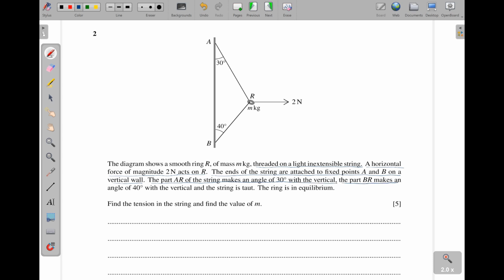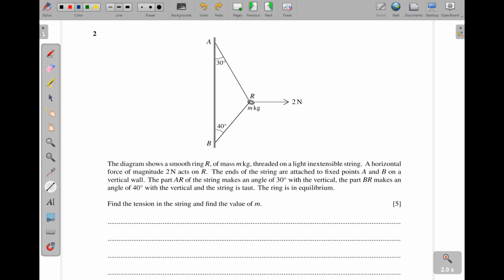The part BR makes an angle of 40 degrees with the vertical, and the string is taut, meaning it is very straight. The ring is in equilibrium. Find the tension in the string and the value of m. So if the system is in equilibrium, that means that the resultant in the Y direction is 0, and also the resultant in the X direction is 0.